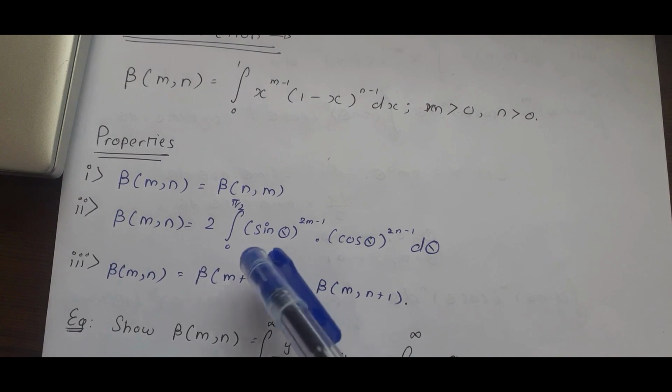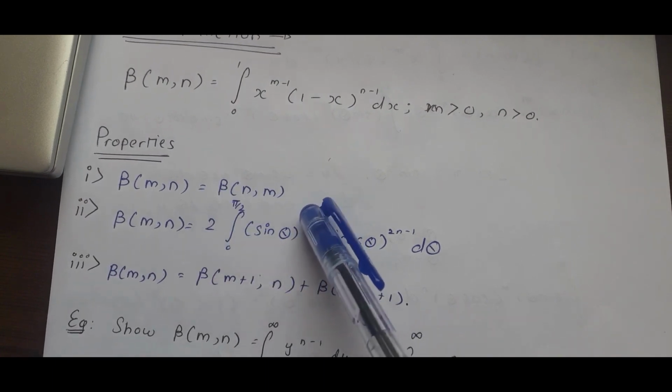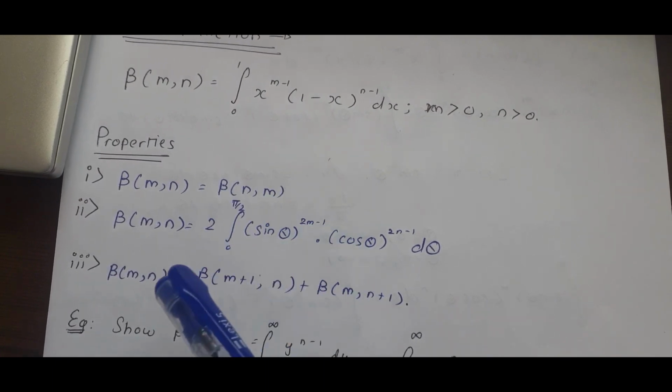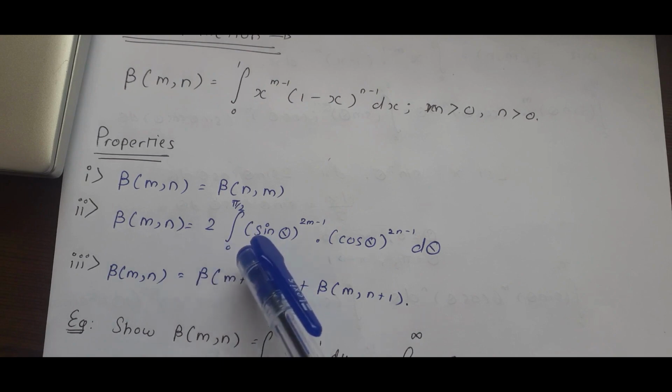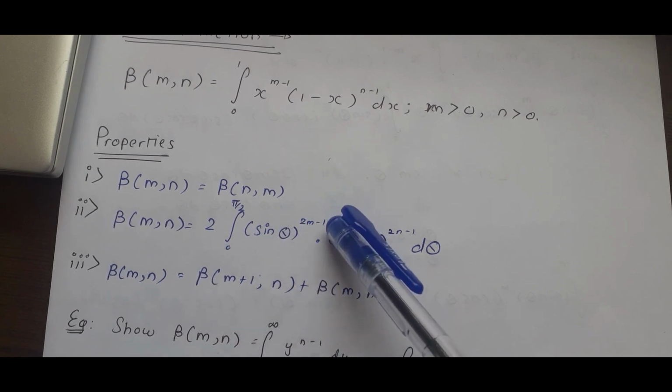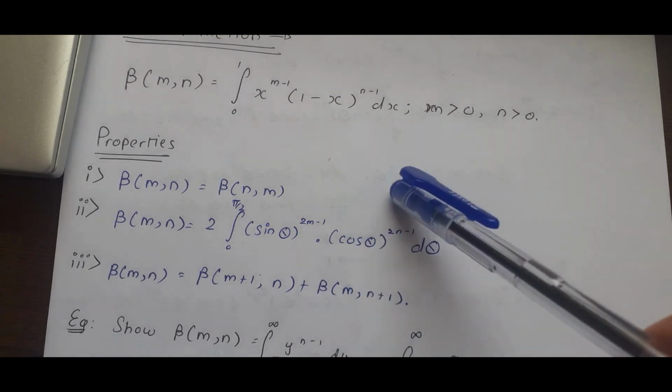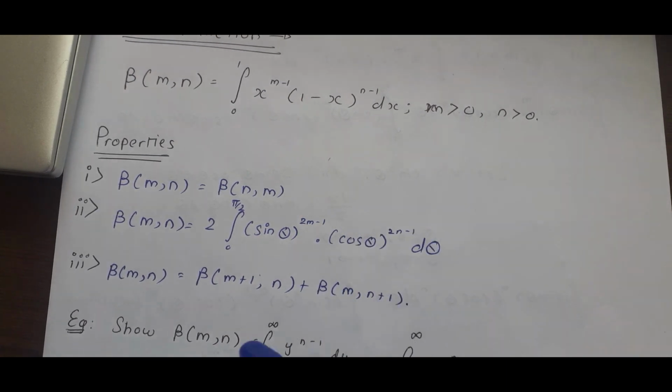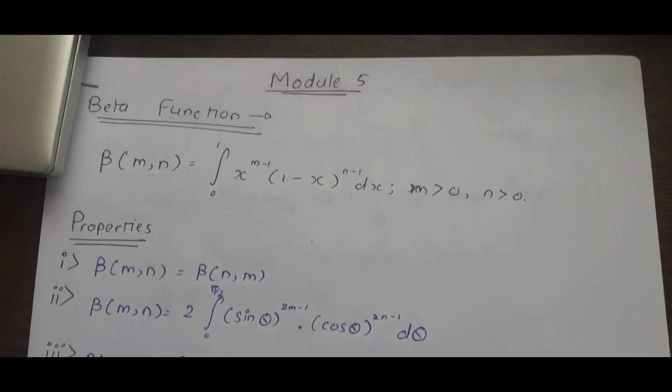Properties of a beta function: beta of m comma n is the same as beta of n comma m. Beta of m comma n can be written as twice integration from 0 to pi by 2 sine theta to the power 2m minus 1 cos theta to the power 2n minus 1 d theta, and beta of m comma n can be split as beta of m plus 1 comma n plus beta of m comma n plus 1.